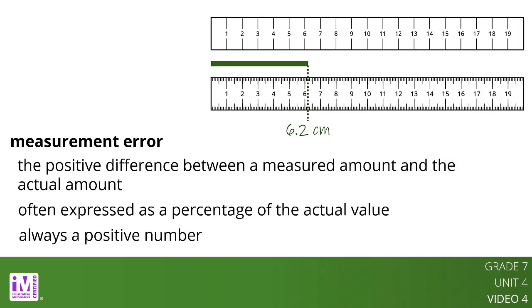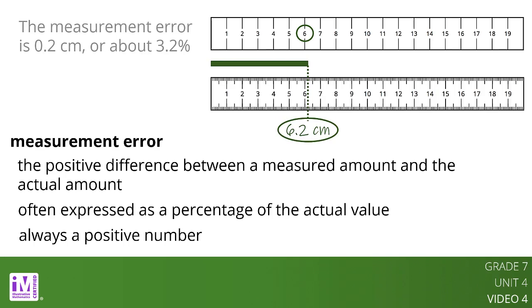For example, if we get 6 centimeters when we measure a line that is actually 6.2 centimeters long, then the measurement error is 0.2 centimeters, or about 3.2%, because 0.2 divided by 6.2 is approximately 0.032. We can say that the original measurement is 3.2% less than the actual measurement.